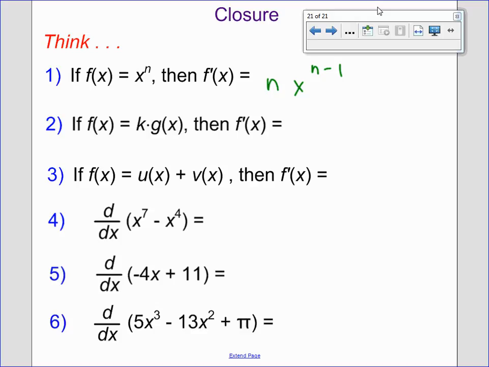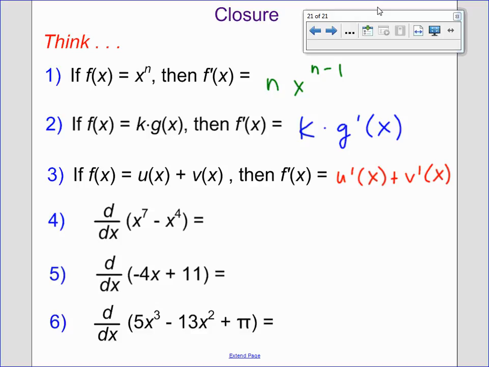If f is given by a constant times a function, that is k times g of x, then f prime of x is given by what? Nikki? Absolutely, thank you. If f is given by a sum of functions, u of x plus v of x, then f prime of x is given by what? Jake? U prime of x plus v prime of x. Excellent. That is, the derivative of a sum is simply the sum of the individual derivatives. That is, you can differentiate through a sum or difference. Right? You can go term by term. Excellent work. Now let's apply our rule in turn.